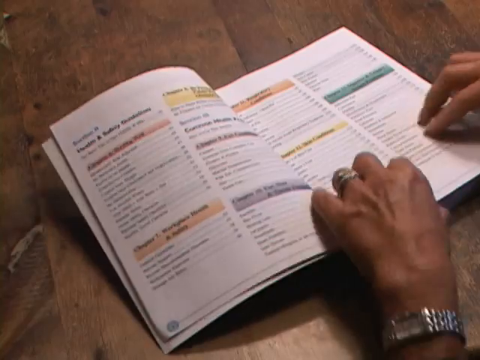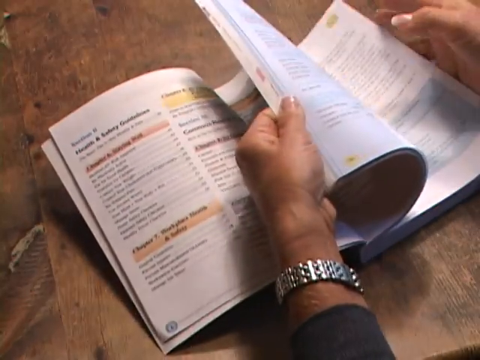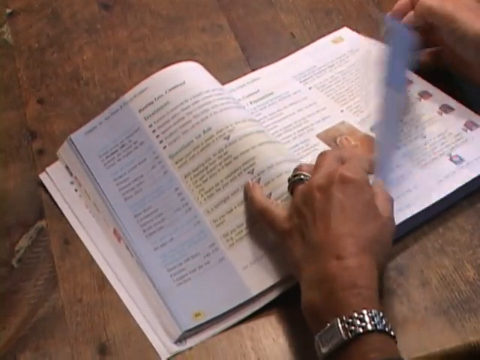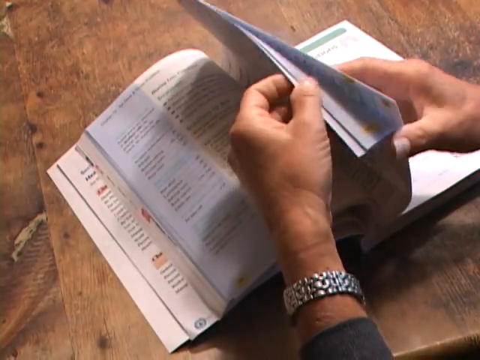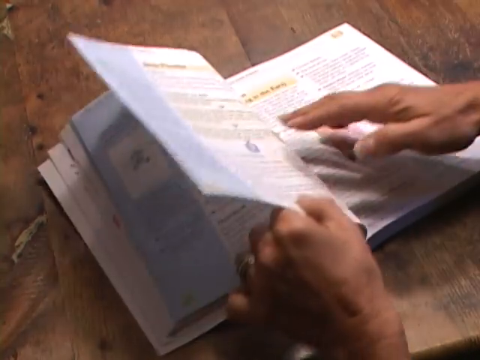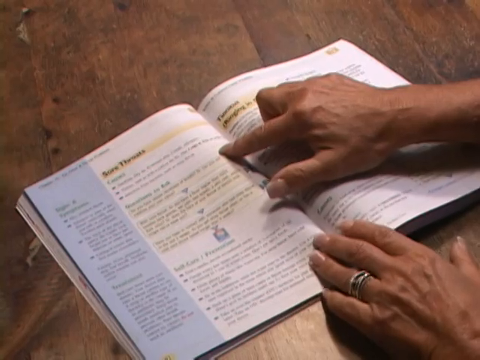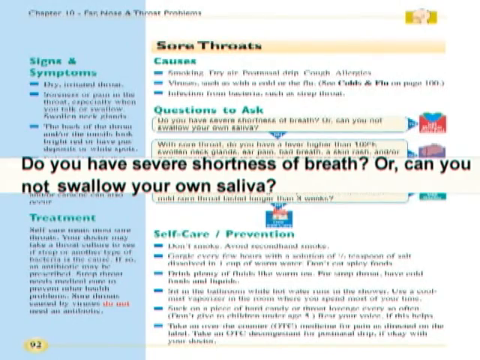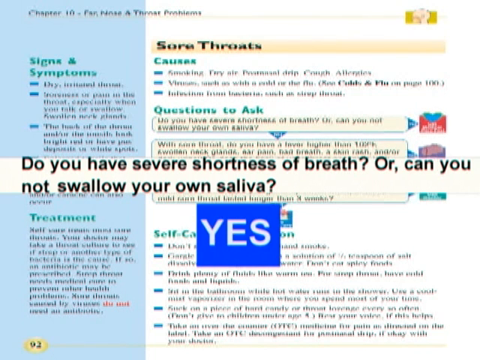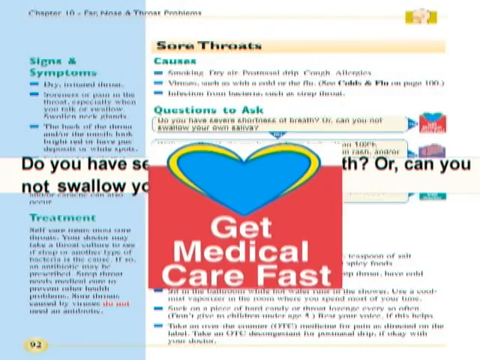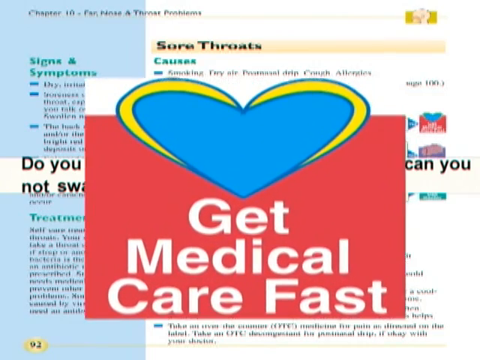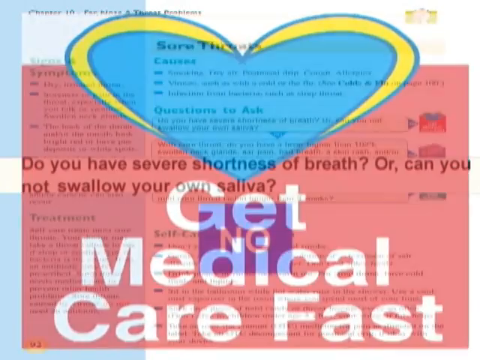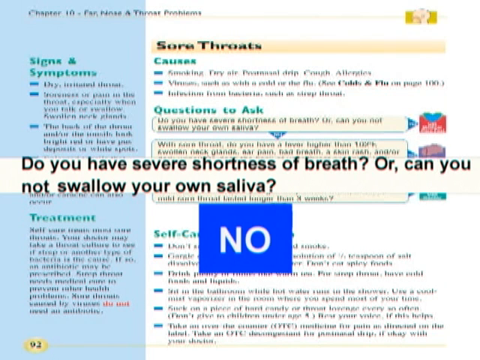Let's look at a topic where these symbols are used. We'll use the questions to ask section for sore throats. Turn to that page again. Your answers to the questions point to the appropriate level of care you need for the signs and symptoms you have. Start with the first question. If you answered yes to the first question, you should get medical care fast because symptoms indicate a possible emergency. If you answered no, read the next question.